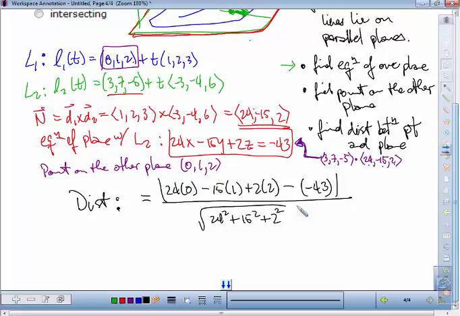So the first step looks like it should have been broken down into more steps, but that's what you have to do: find an equation of the plane that contains both of them. You're going to do that by taking the cross product of the two direction vectors, and then use the point on one line. And then you're going to find a point on the other plane, which is really just a point on the other line. And then you're going to do some sort of projection or the distance formula.